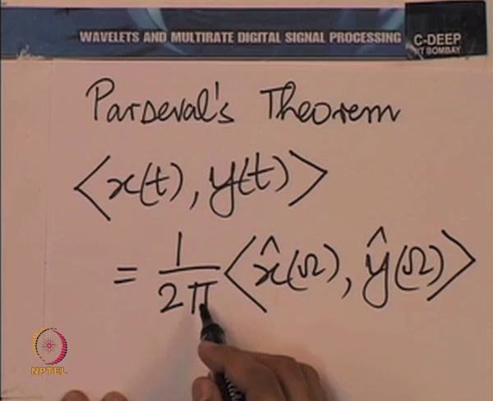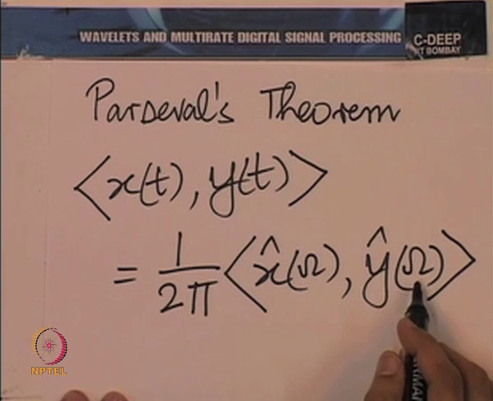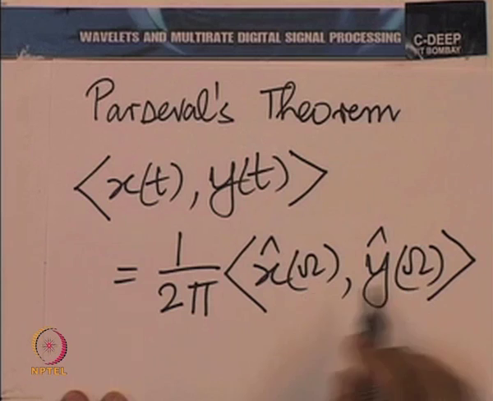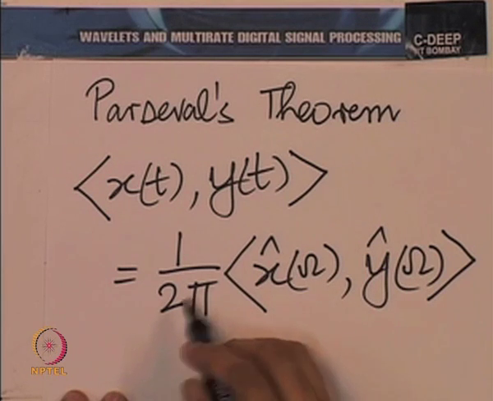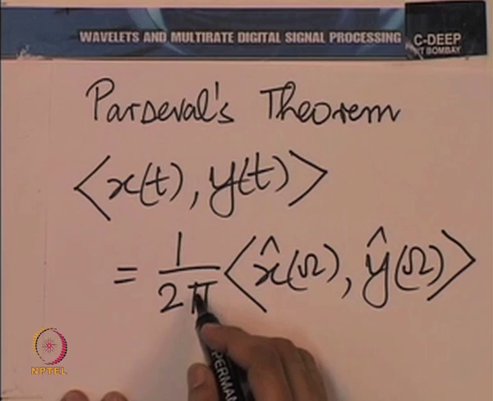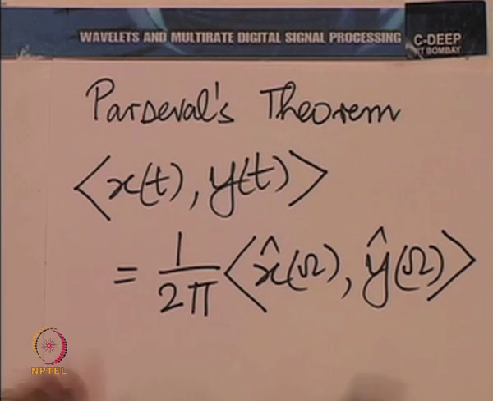This constant appears because of the angular frequency, radians per second, I mean. Otherwise, if you were to take Hertz frequency, this factor would be absent as well. Anyway, this was an important result that we had seen when we looked at functions from a perspective of vectors. And now we shall use this Parseval's theorem to interpret this idea of projection onto VM.